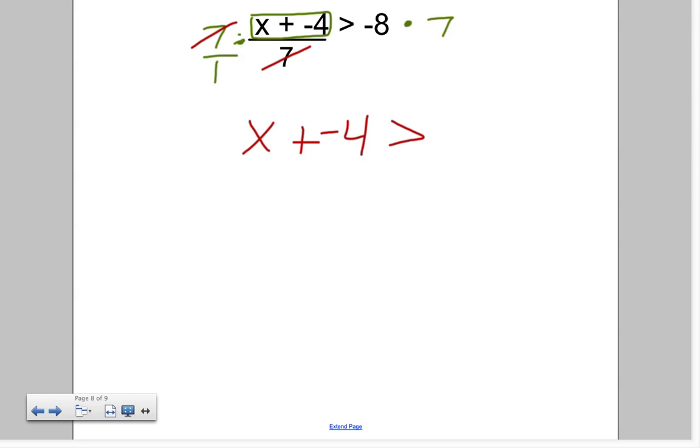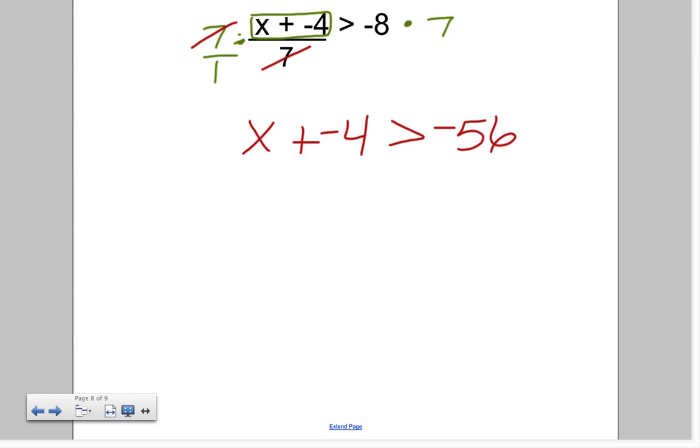What's negative 8 times 7? Negative 56. So in this case, can you solve from here? Yeah. Now this goes back to our first day of equations or inequalities with one step, isn't it? Hannah? But you always add negative 4 first before you divide, or that's what I did. No, because it's inside the box.